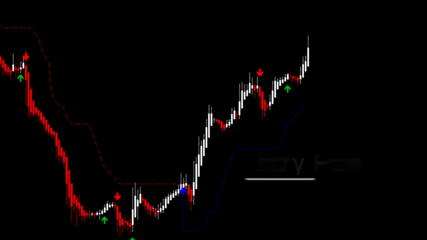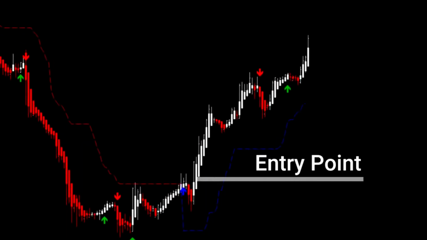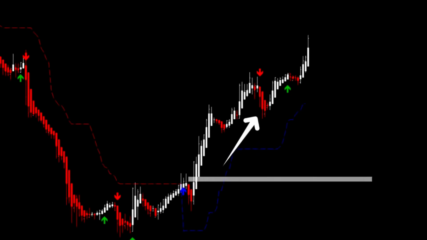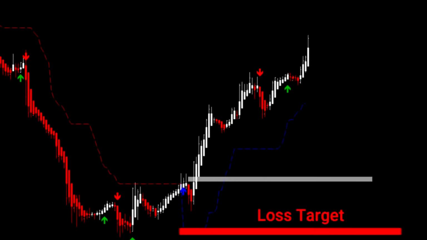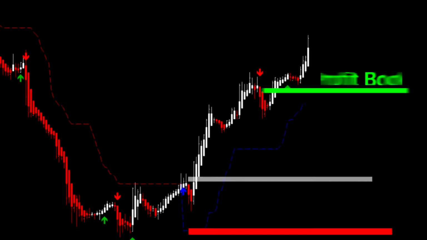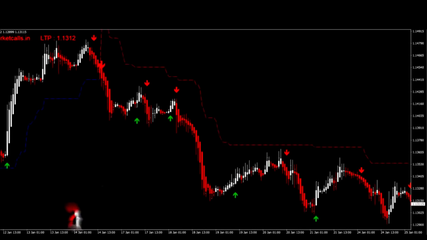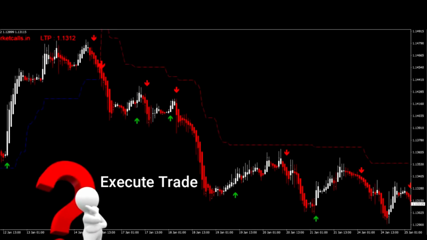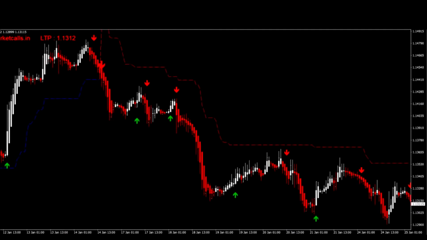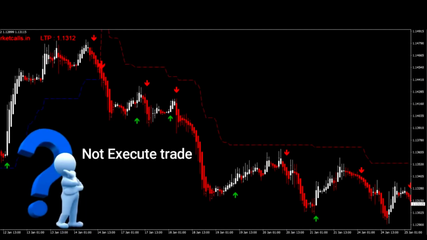Today I am going to share with you the most powerful MT4 indicator. Using this you can earn thousands of dollars very easily per day. For this, first you have to understand this indicator. If you leave the video in the middle, then you will make a lot of loss in the market. I will tell you in which situation you have to execute a trade. And after that, I will tell you in which situation you should not execute the trade.